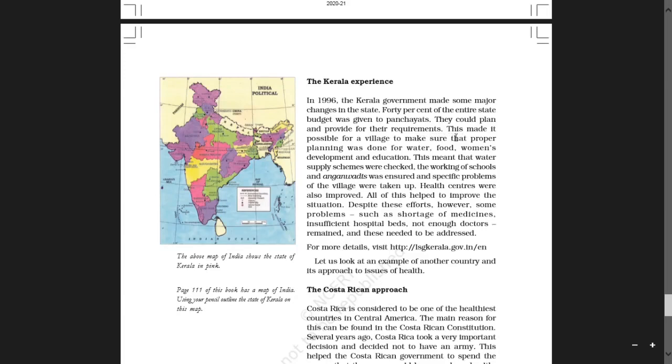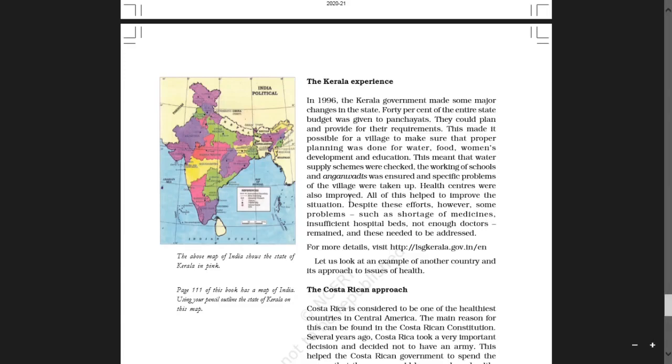This made it possible for a village to make sure that proper planning was done for water, food, women's development, and education. If financial assistance or budget is given especially to those panchayat areas, it will make it possible for the villages to plan properly. Water supply schemes were checked, the working of schools and Anganwadis was ensured, and specific problems of the village were taken up.